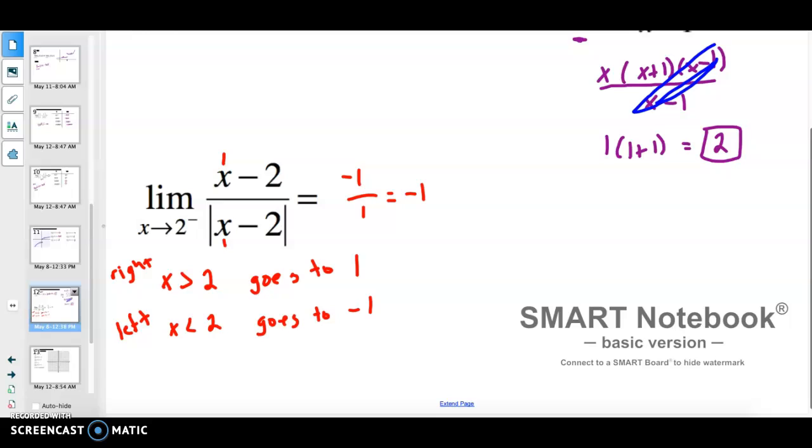So that means our limit as x approaches 2 from the left, so for all values less than 2, this function is going to go to negative 1. But if this had been a plus sign and going to the right, then our answer would have been 1 instead. And you now know that if I had just done the limit as x goes to 2 without saying left or right, it would not exist because the two sides are hitting at 2 different values.